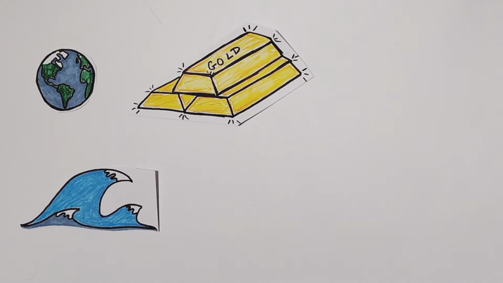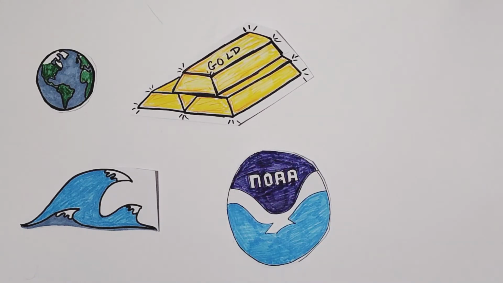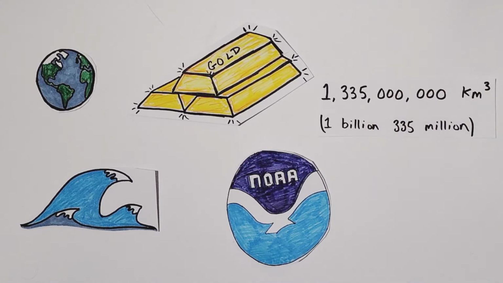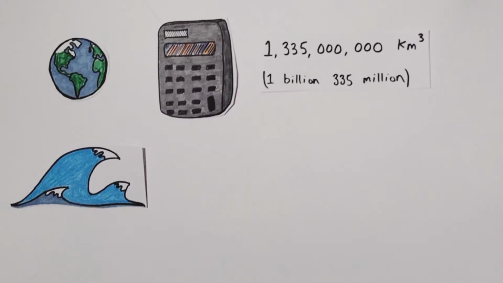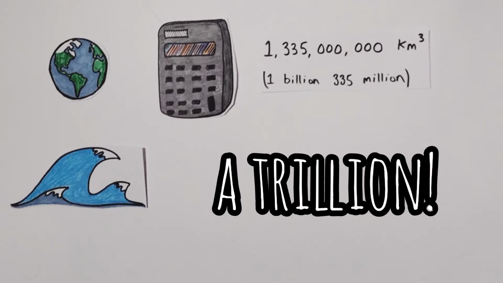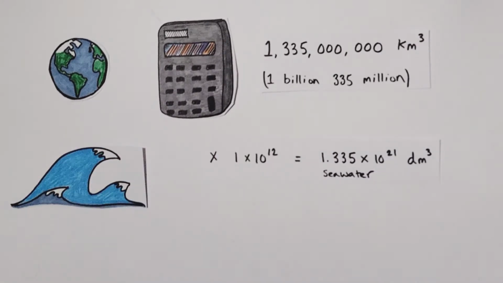According to the National Oceanic and Atmospheric Administration, or NOAA for short, the total volume of the oceans is 1,335,000,000 kilometers cubed. We need to convert this into litres or decimeters cubed, as scientists call it, to use it in our later calculations. To do this, we need to do a conversion. There are 1 billion meters cubed in a kilometer cubed, and there are 1,000 litres or decimeters cubed in 1 meter cubed. So we need to multiply this number by 1 trillion, or 1 times 10 to the 12. That gives us 1.335 times 10 to the 21 litres of water in the oceans.